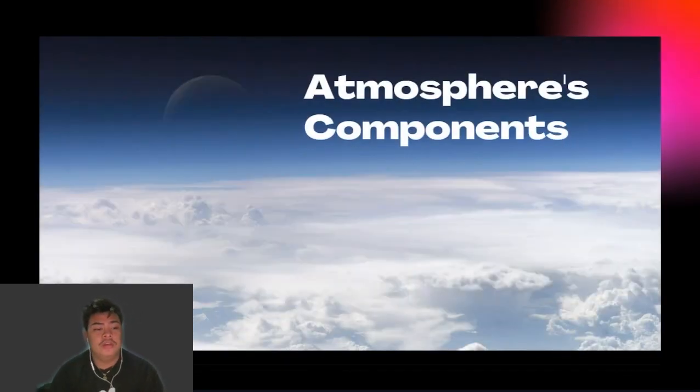Atmosphere's components. Oxygen is essential for life on Earth, but it's not the only component of the atmosphere. The Earth's atmosphere is composed of approximately 78% nitrogen, 21% oxygen, 0.04% carbon dioxide, as well as traces of helium, methane, ozone, and hydrogen, as well as water vapor. The remaining percentage consists of other gases known and unknown to us.